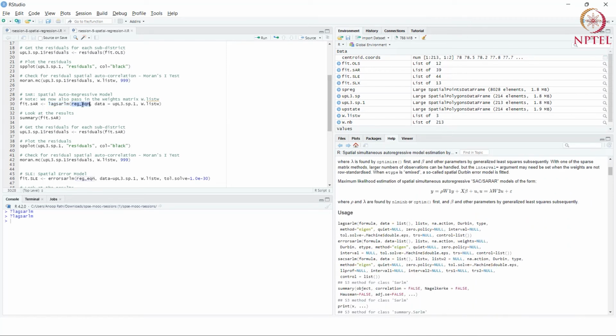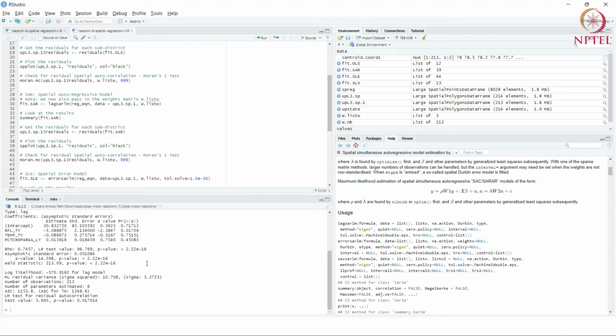Here what I'm doing is passing in my regression equation, which is the same as before, the data, of course, and one additional parameter, which is the weights matrix. Because remember, now on the right-hand side we have a spatially lagged variable. So obviously we need to pass in the weights matrix. Otherwise, R cannot compute that spatially lagged variable. So let's run this model and look at the results.